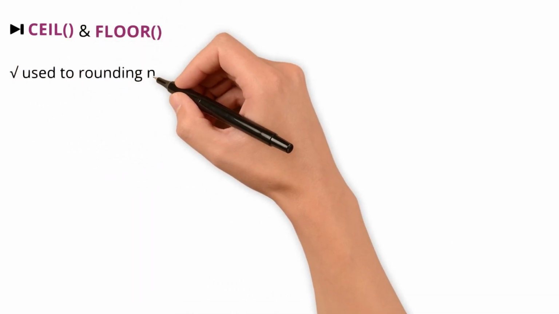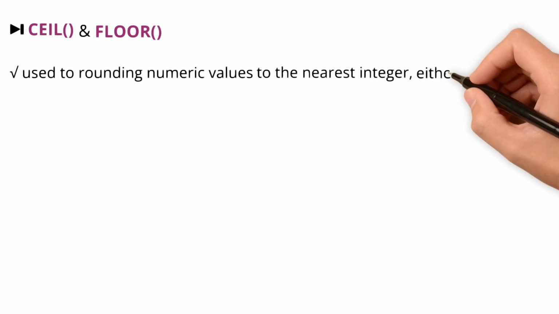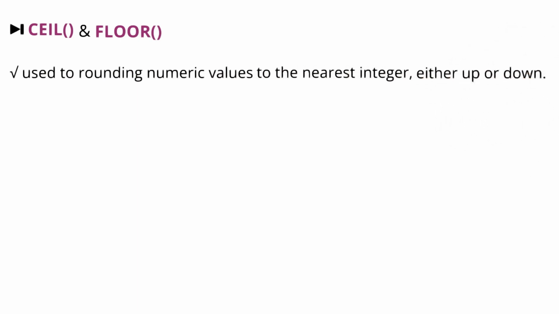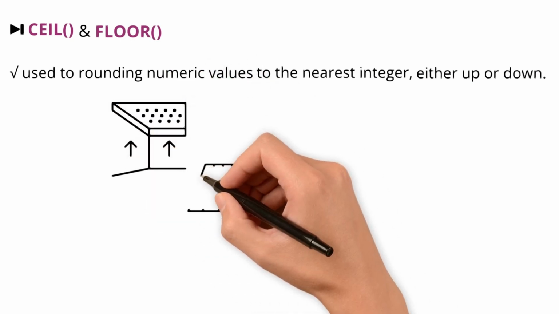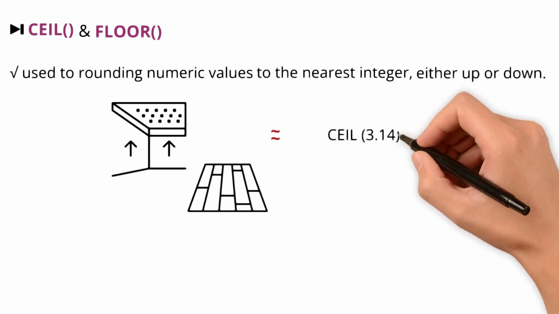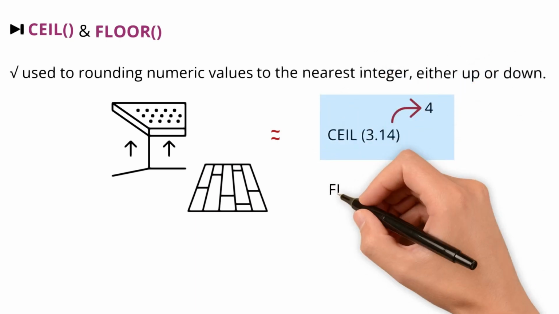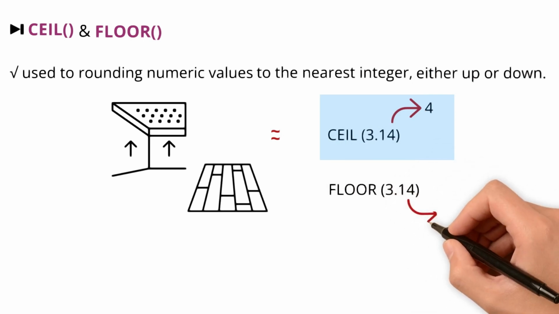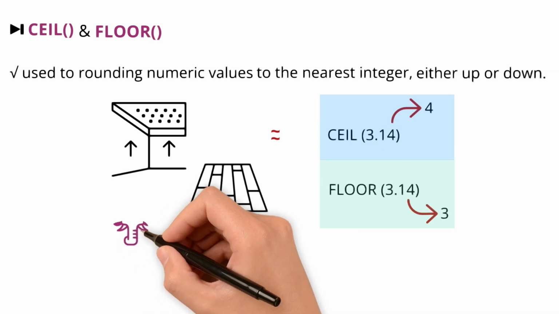Next, CEIL and floor. They're used to rounding numeric values to the nearest integer, either up or down. Think of the ceiling as above you and the floor as below you. Similarly, the CEIL function rounds a numeric expression up to the nearest integer, while the floor function rounds it down to the nearest integer. As simple as that.